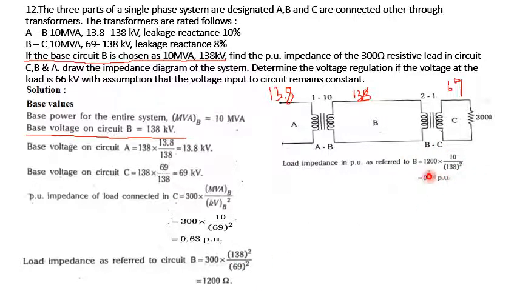So this we have to convert into per unit. So what is the value in ohm I got across the circuit B? 1200 ohm, 10 MVA divided by what is the voltage? Base voltage is 138 squared. So I'll get 0.63 per unit.